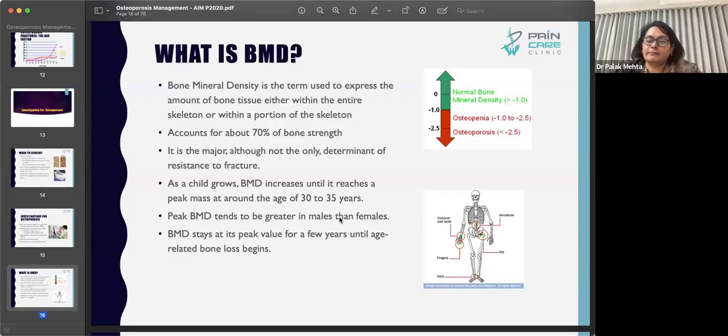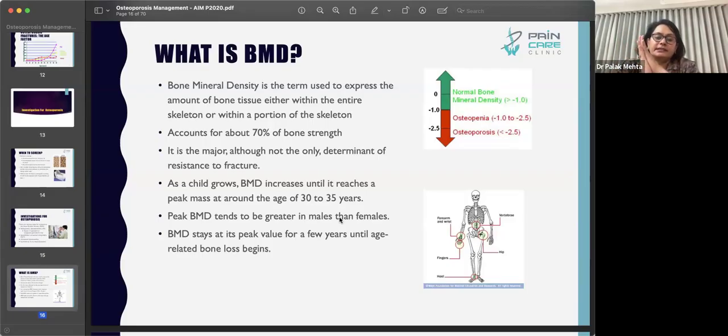For the DEXA scan or measurement of bone mineral density, what are the common sites used? The common sites are the lumbar spine, that is L1 to L4, the hip joint or hip bone, and the wrist, or lower part of the radius and ulna.